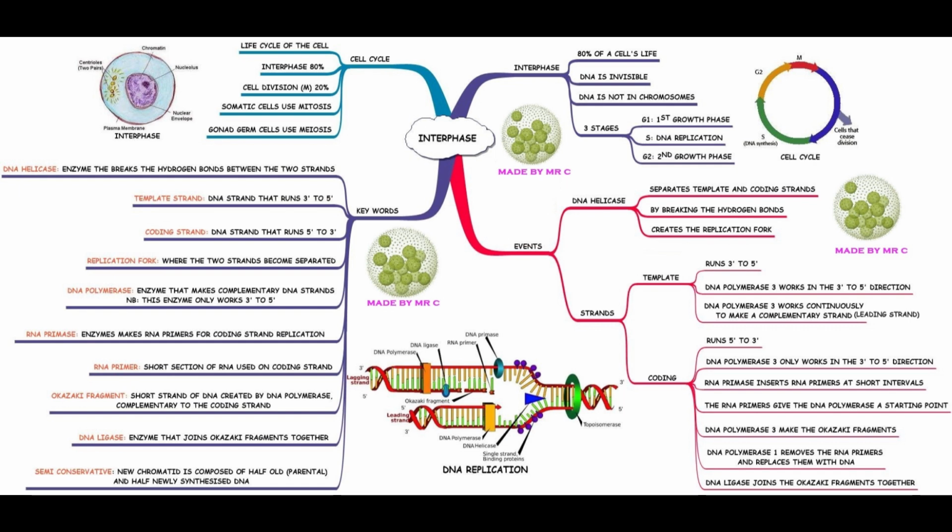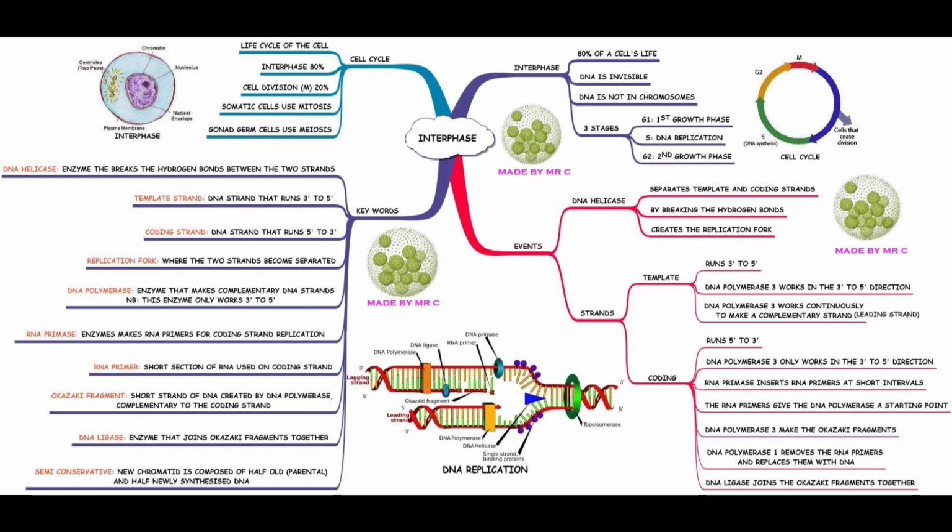Now we're going to look at the events of DNA replication. There are a few important enzymes. There is topoisomerase that unwinds the DNA and makes sure it doesn't get tangled and broken. That works ahead of the DNA helicase. The next big enzyme of note is DNA helicase. It separates the template and coding strands by breaking the hydrogen bonds between the complementary base pairs. The site where it's working is called the replication fork.